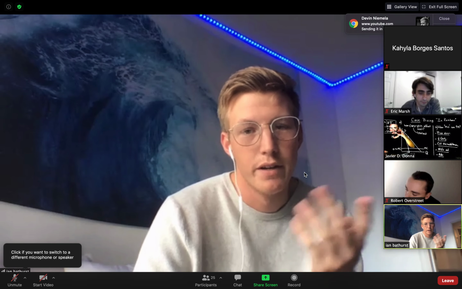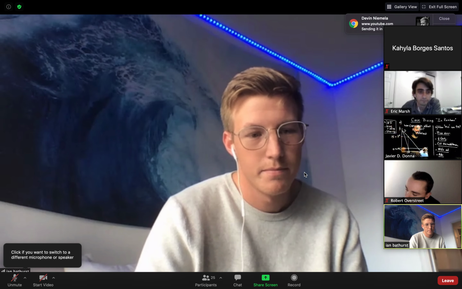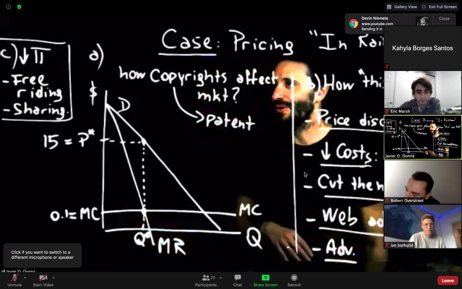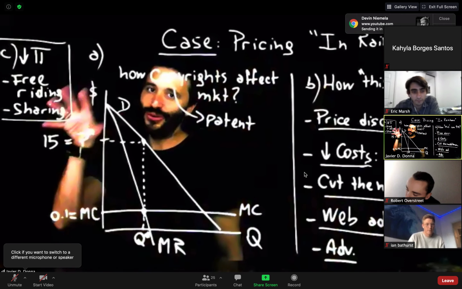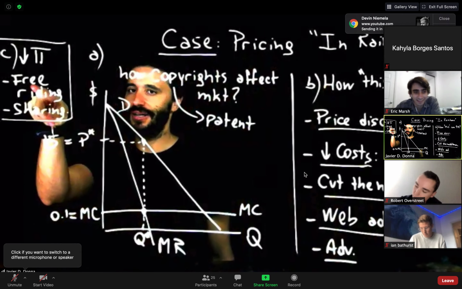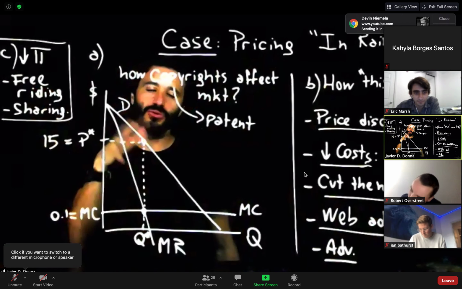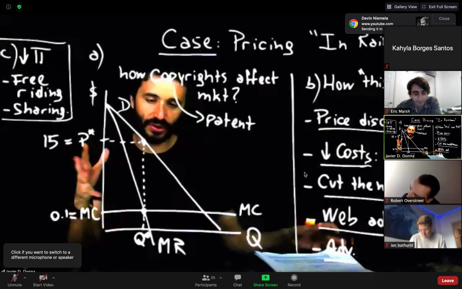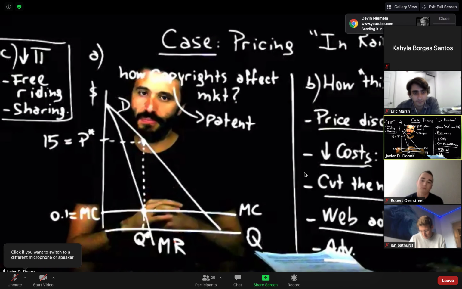Just going off of Eric's point. Exactly, both points are valid. You can either go to the webpage and download it for free. So this is the free riding problem that I put here. If we think about consumers as these rational, purely rational individuals described in many of the textbooks.